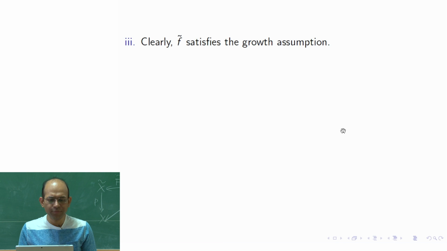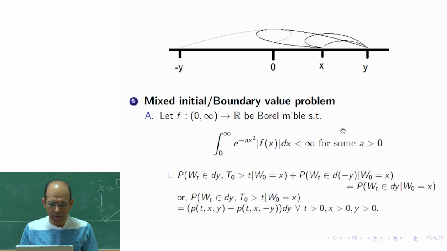Okay, so clearly f tilde also satisfies the growth assumption. See, here we had this growth assumption on f, correct? It basically says that f cannot grow like e to the power ax square, because then this would be infinity, it cannot be finite. So this growth condition also puts a condition on f tilde on both sides here. So here you get minus infinity to infinity, this is finite, of f tilde.